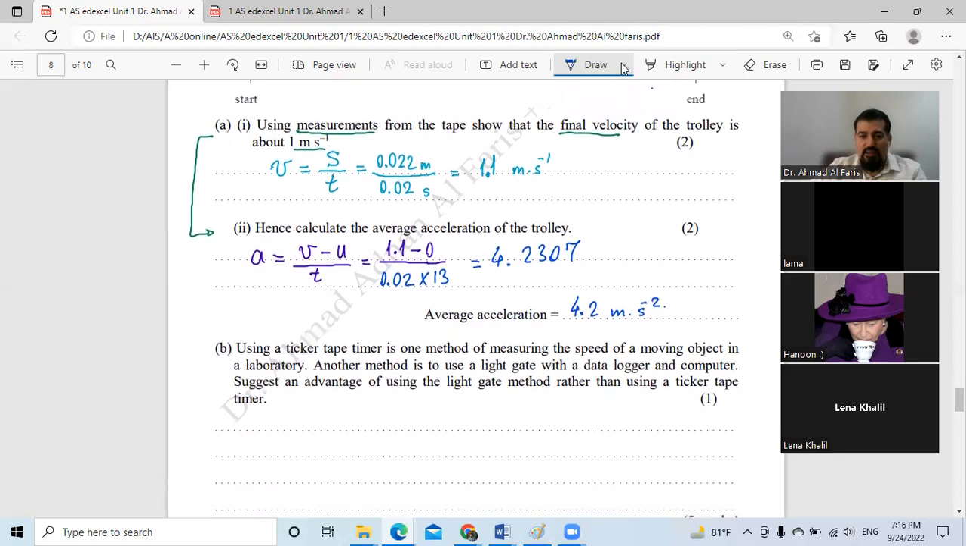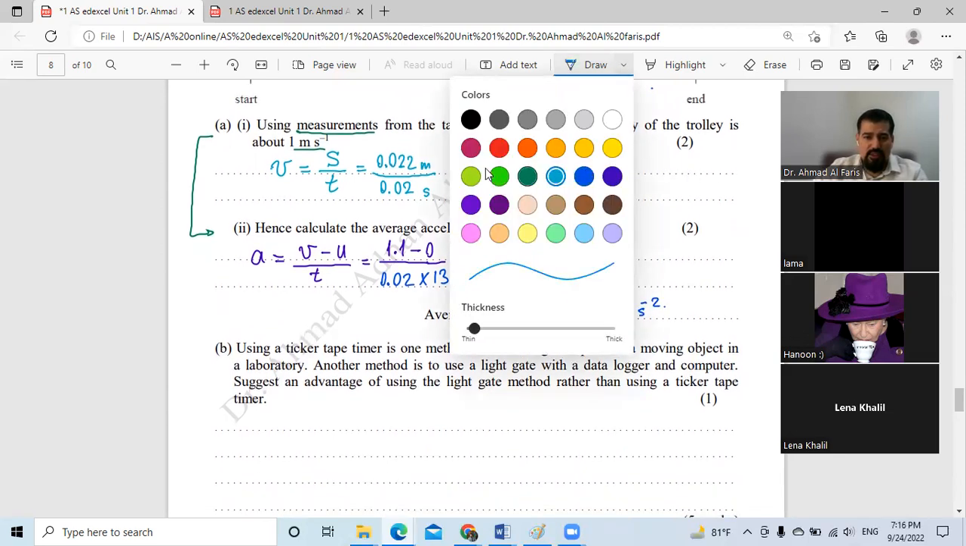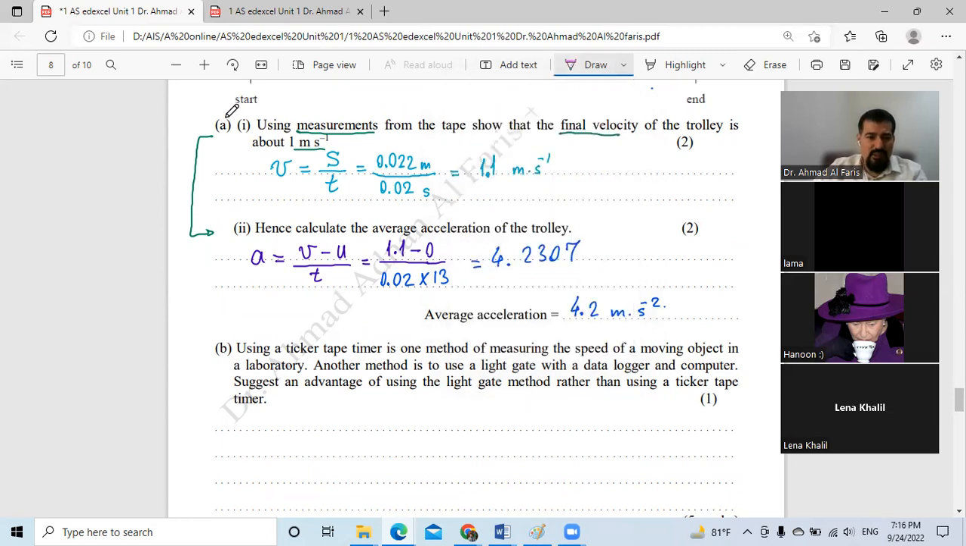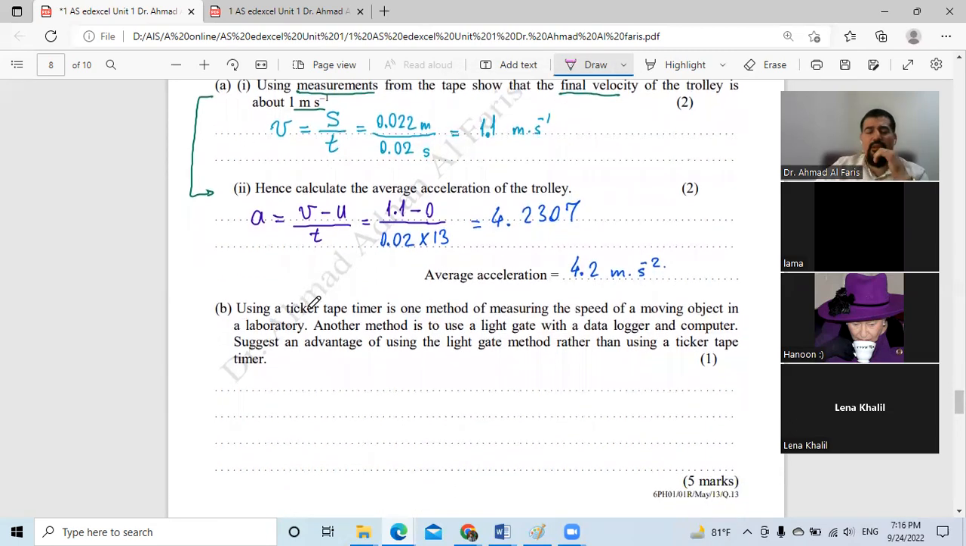Okay, this is part A of the question. If we go to part B, using a ticker tape timer is one method of measuring the speed of a moving object in a laboratory. Another method is to use a light gate with a data logger, as we are going to explain later on, that gives the information to the timer. Sometimes it is connected to a computer, so the computer can make calculations and draw a graph directly. So give an advantage of using the light gate method rather than a ticker tape timer.